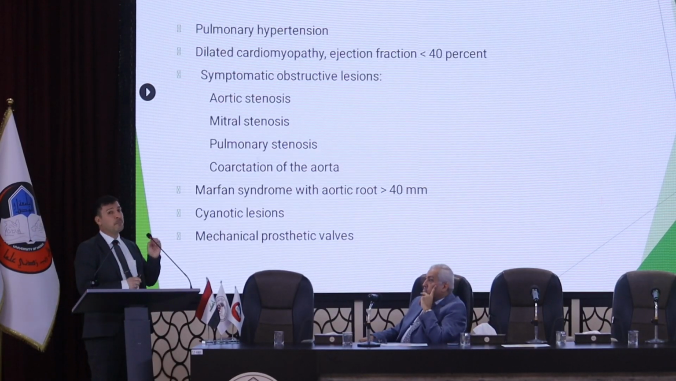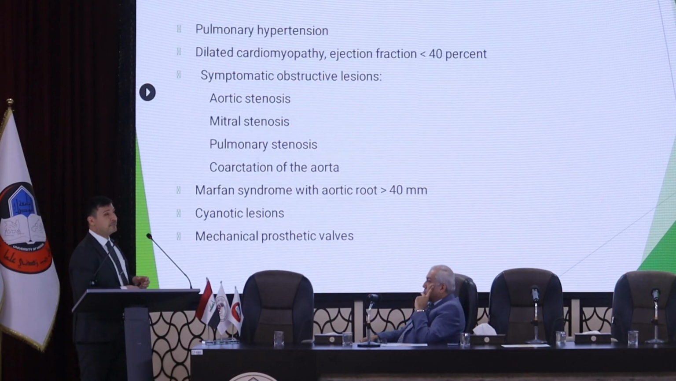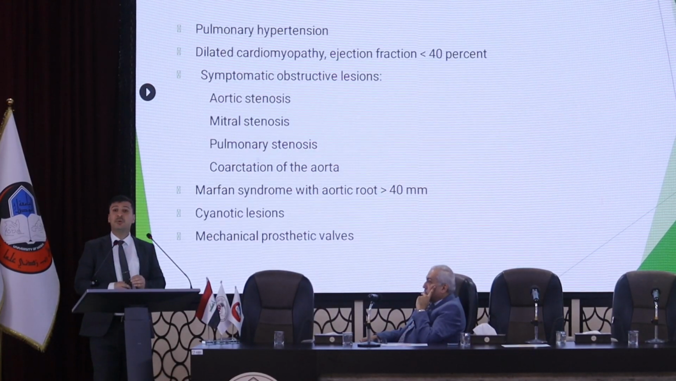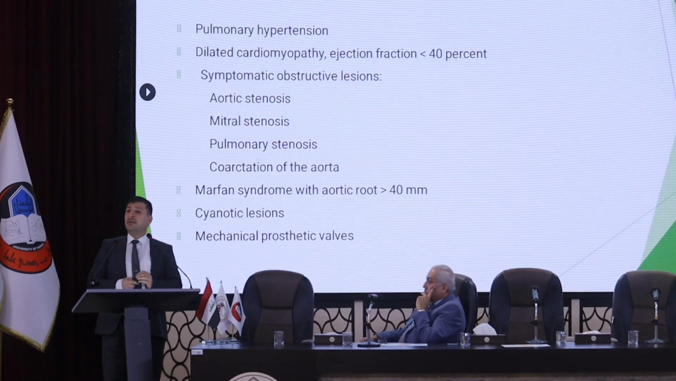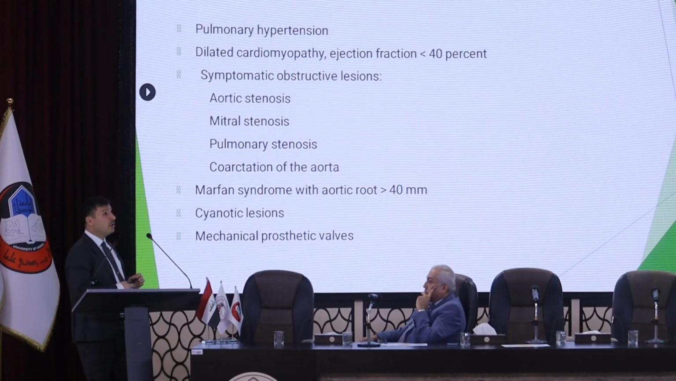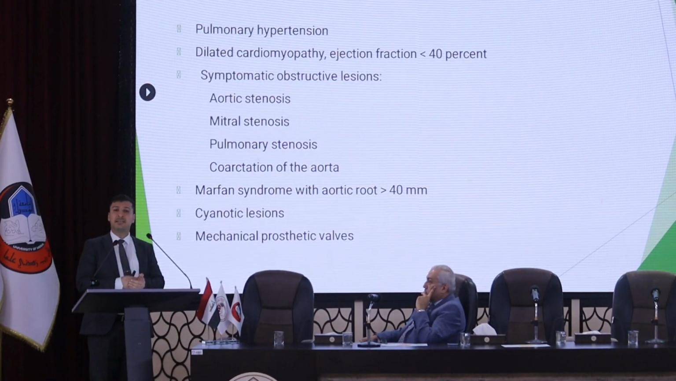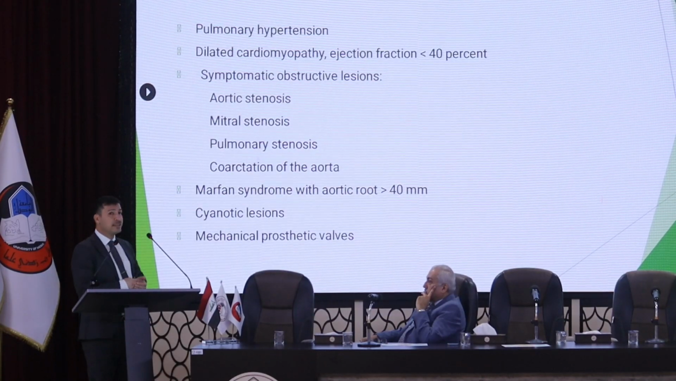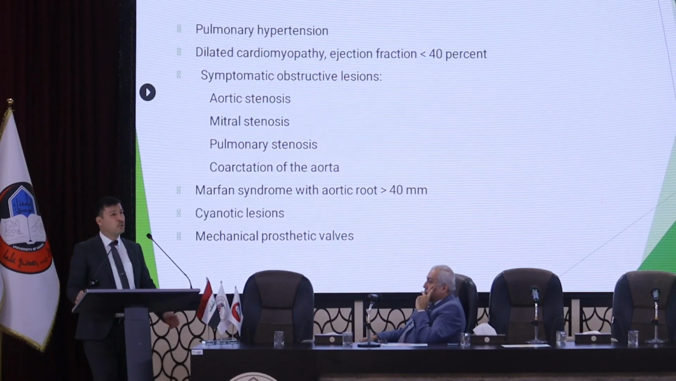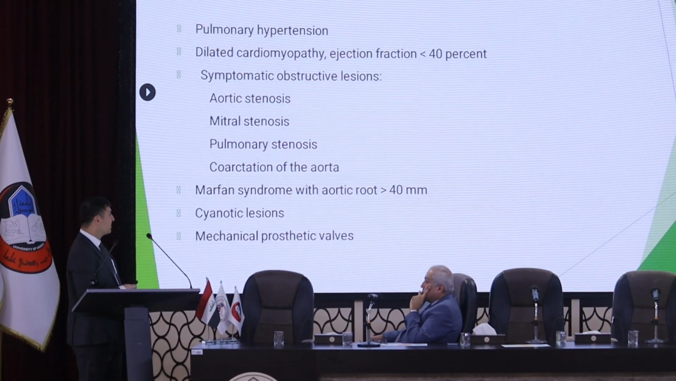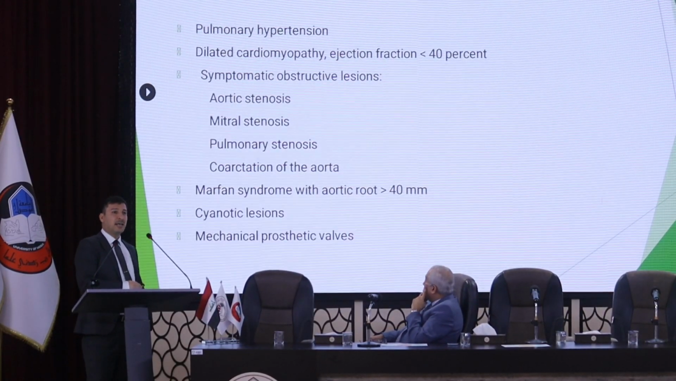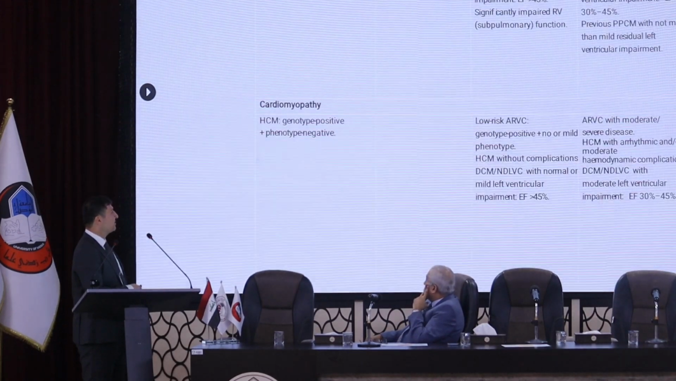So we have a list of so important risky conditions that may be faced during pregnancy. At the top of the list is pulmonary hypertension, so risky a problem. We have DCM, dilated cardiomyopathy, especially when the ejection fraction is less than 40, and we have obstructive lesions, especially valvular lesions on the left side, especially mitral stenosis, aortic stenosis, pulmonary stenosis. Coarctation of the aorta may survive and may develop complications during pregnancy. Marfan syndrome, connective tissue disease, especially when the aortic root becomes more and more dilated, and most of the cyanotic lesions, if they survive to become pregnant. Mechanical valves are another problem facing us with the pregnant lady.